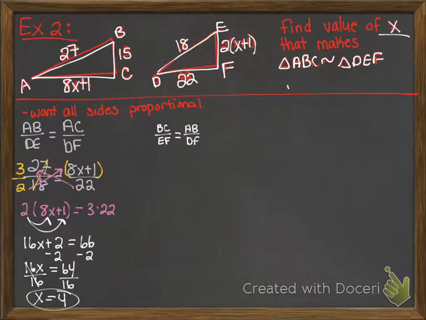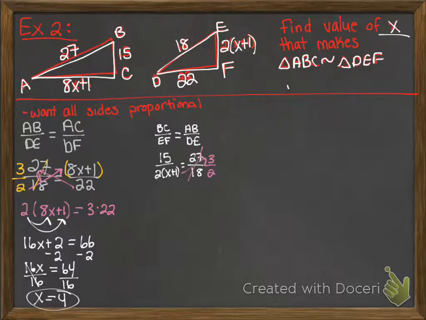Plug in what you know. What's BC? BC is 15. EF is 2x. AB is 27. And DF is 18. Good. All right. Simplify. What's 27 over 18? 3 over 2. Good. Cross multiply.